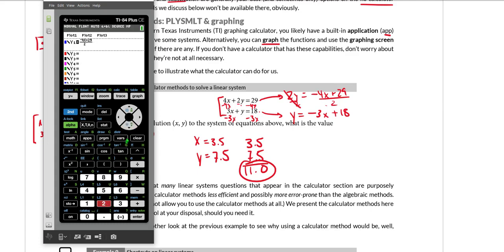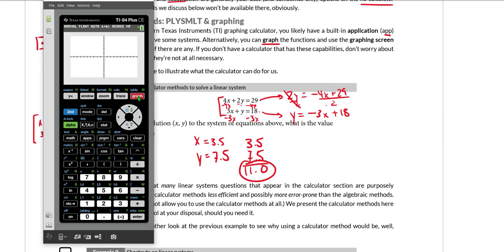So I don't need to reduce anything there. I can just enter into the calculator exactly what I see on the page. And then here I have negative 3x plus 18. So now I have the first line and the second line in y equals mx plus b slope-intercept format entered into my y equals menu.